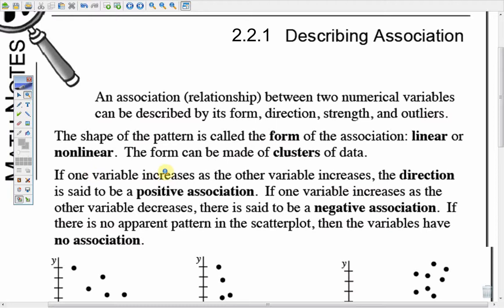If one variable increases as the other variable increases, the direction is said to be positive. So when the x goes up, the y goes up, you get a positive association. If one variable increases as the other variable decreases, there's said to be a negative association. So if we increase our x and the y's go down, then we get a negative association. We also get a negative slope. So positive slope, positive association. Negative slope, negative association. If there's no apparent pattern in the scatter plot, then the variables have no association.